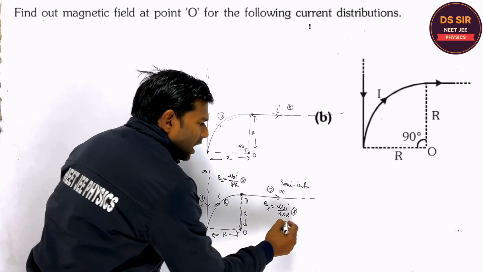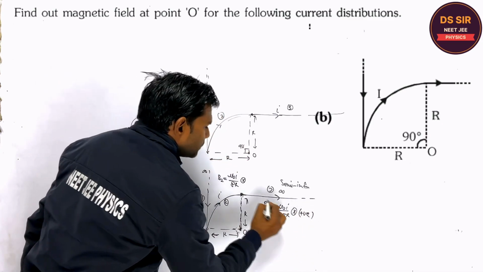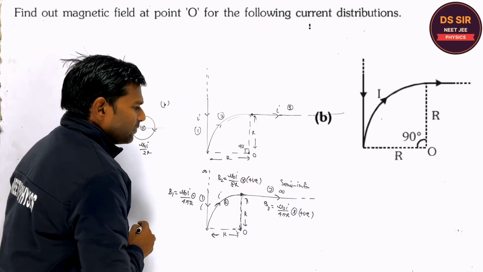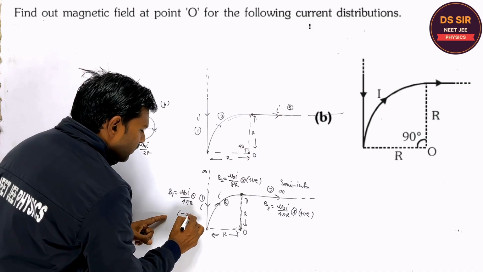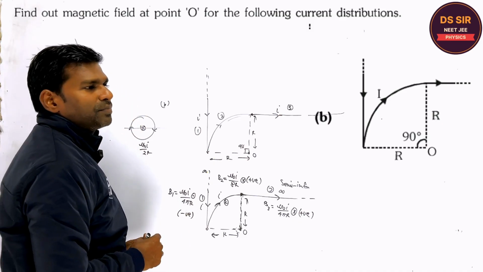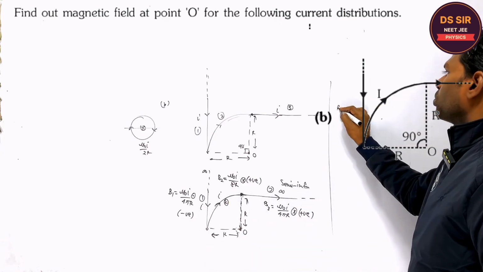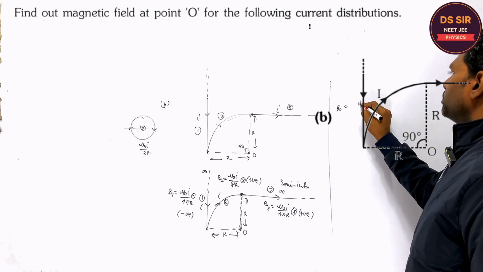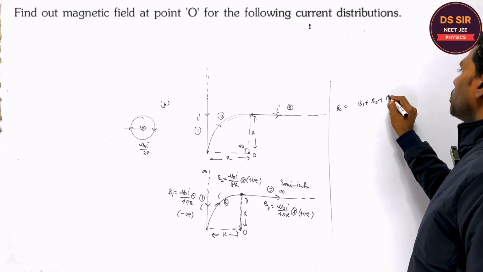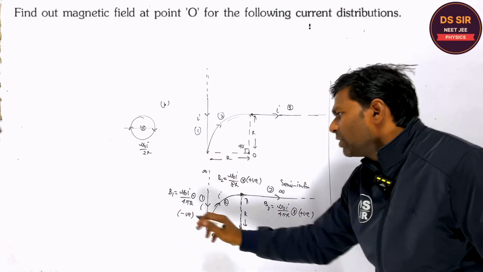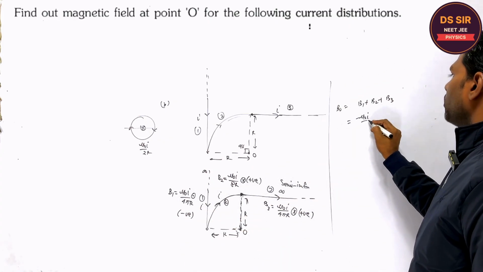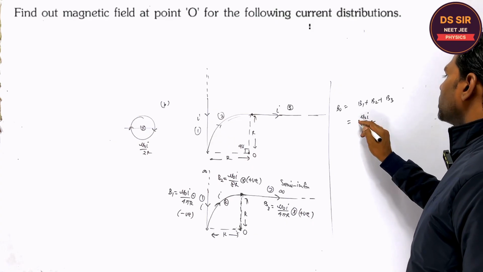If you consider out to be the positive, then in you have to take with a negative sign. So what is the net magnetic field at O? You tell. B1 plus B2 plus B3. It is taken with minus mu naught I upon 4 pi R, right?